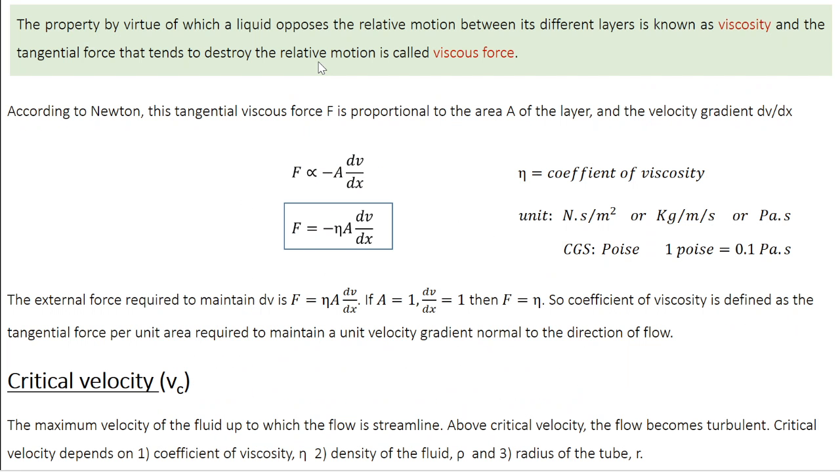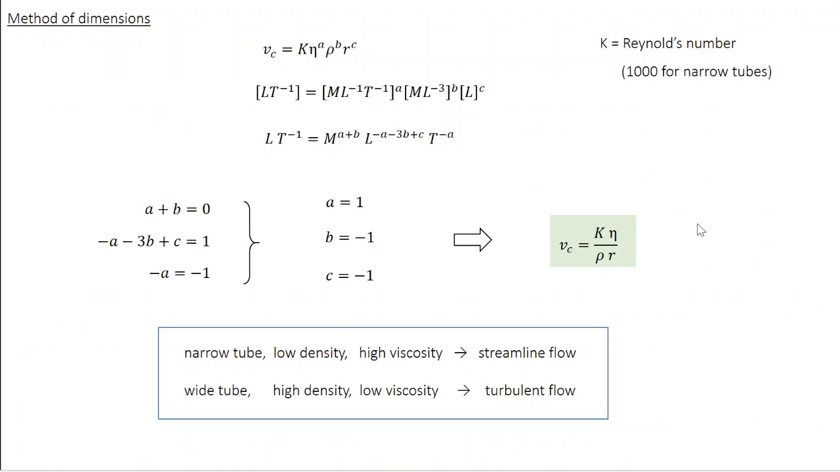And eta, you know the unit of eta is kilogram per meter per second. So this is M, meter is L to the power minus 1, and time is T to the power minus 1, to the power a. And density is mass by volume. Volume is length cube, so M L to the power minus 3, to the power b. Radius is distance, which is L to the power c. So on the left hand side I have L T to the power minus 1, which is equal to, let's combine the terms. I have M to the power a, M to the power b, which is M to the power a plus b. I have L to the power minus a, L to the power minus 3b, L to the power c. So this is L to the power minus a minus 3b plus c. Then I have T to the power minus a. So this is the equation.